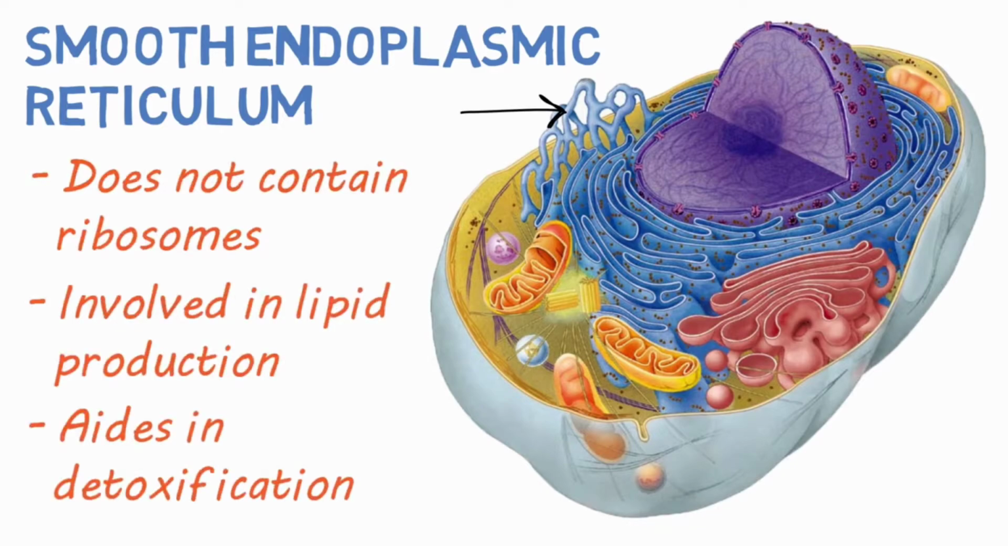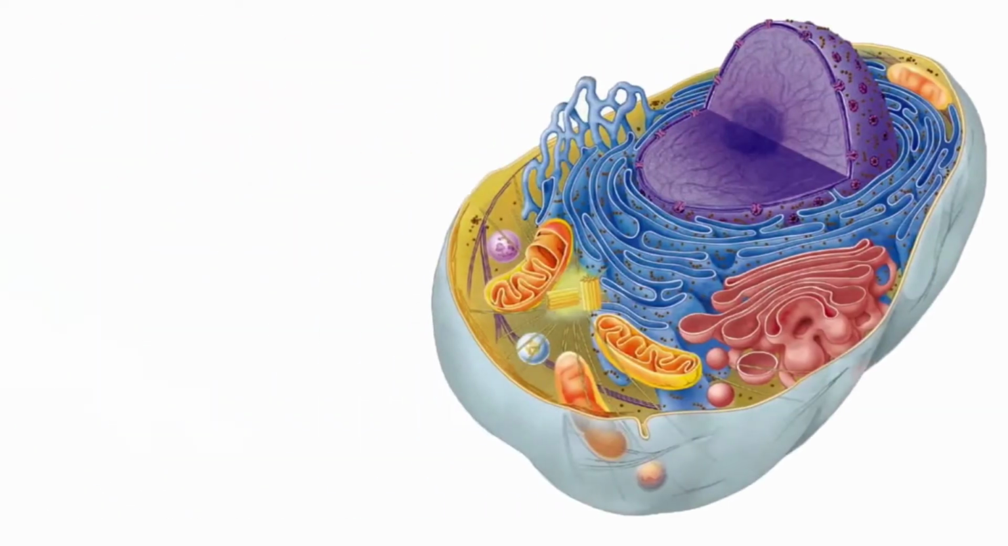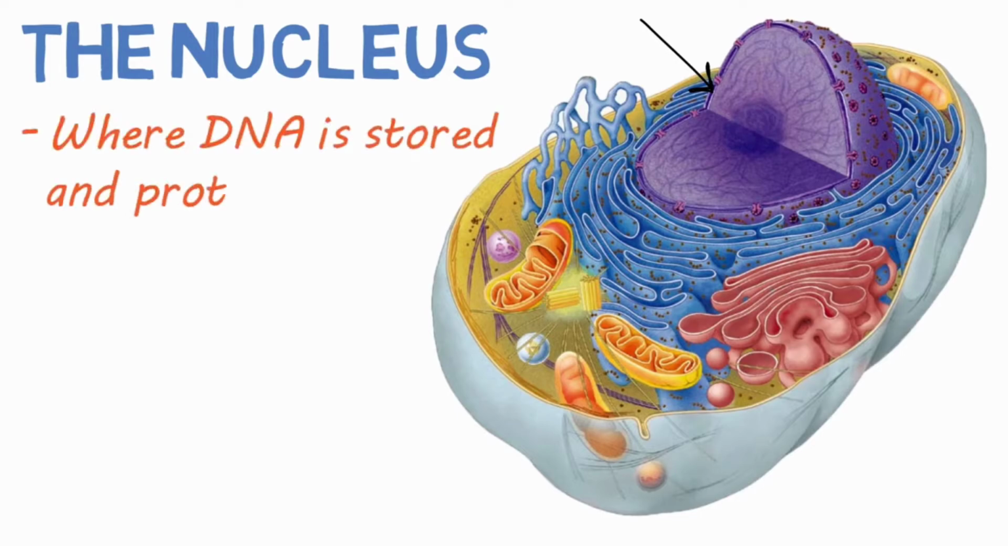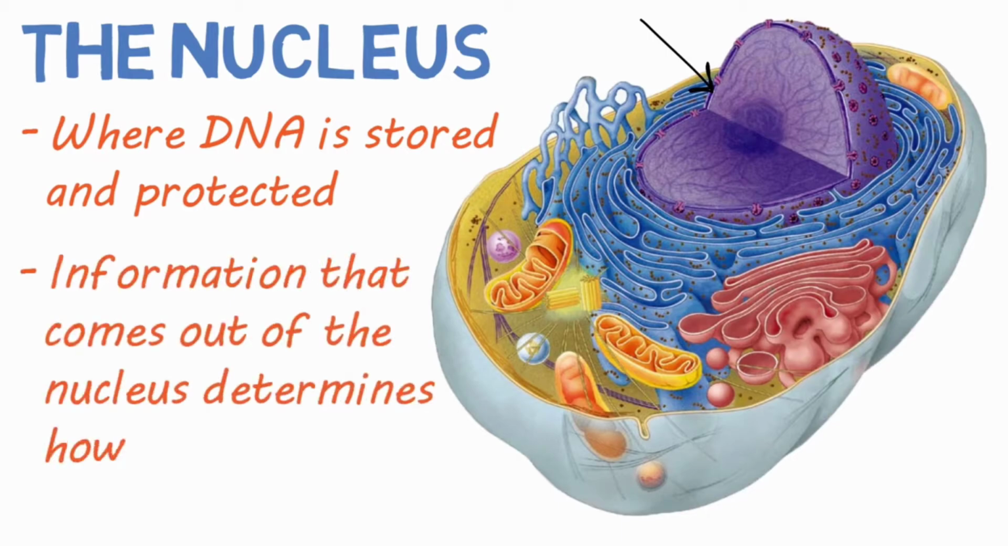The nucleus is the center of the cell, not necessarily in location, but in function. This is where your DNA is stored and protected. The DNA is read by special proteins and transcribed into RNA to be translated into proteins. Information that comes out of the nucleus determines how the cells function, and, ultimately, how your genes are manifested.